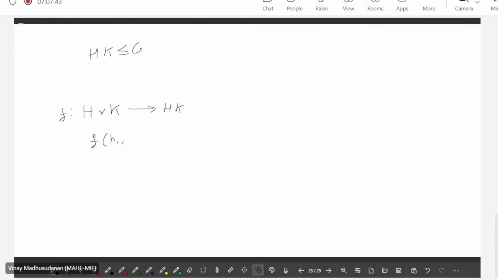f of (h1, k1). Right, okay, I thought you were going for the equality condition. I assume that that is the mapping. Then you are looking at a homomorphism. Yes, it is onto. Correct. So the kernel of f will be what?